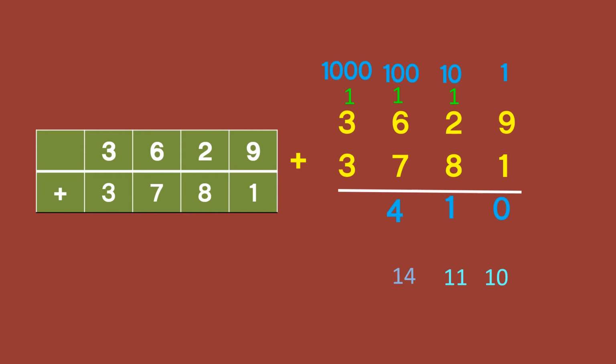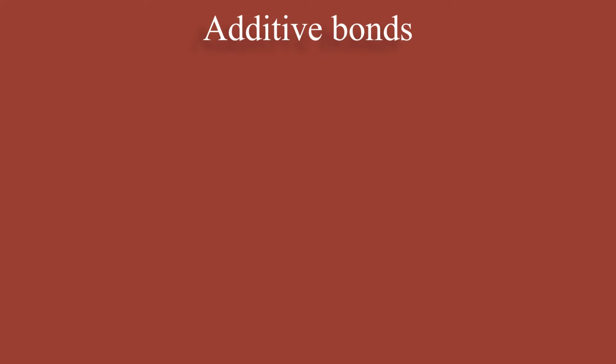1 plus 3 is 4. 4 plus 3 is 7. We can mention 7 under thousands place. Therefore, we can go for the answer: 3629 plus 3781 is equals to 7410. Now we'll consider additive bonds.